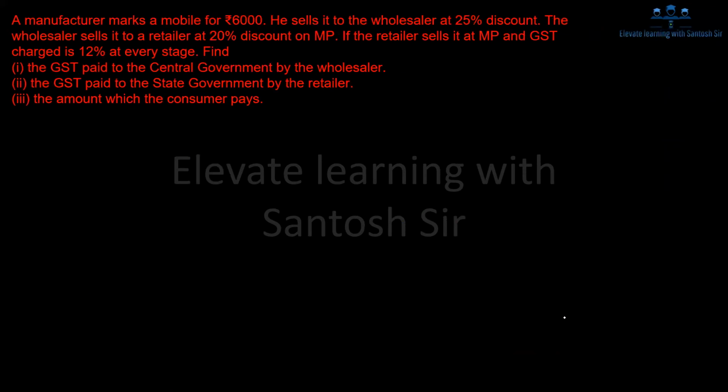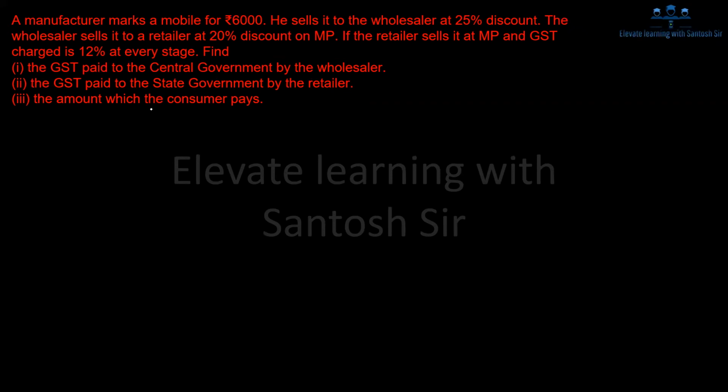Let us come to the next problem. A manufacturer marks a mobile for rupees 6000. He sells it to the wholesaler at 25% discount. The wholesaler sells it to a retailer at 20% discount on mark price. If the retailer sells it at mark price and the GST charged is 12% at every stage, find the GST paid to the central government by the wholesaler, and all those things we will see later on.